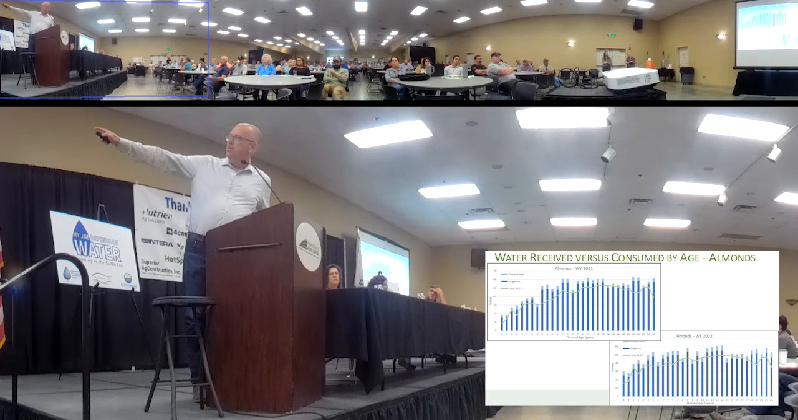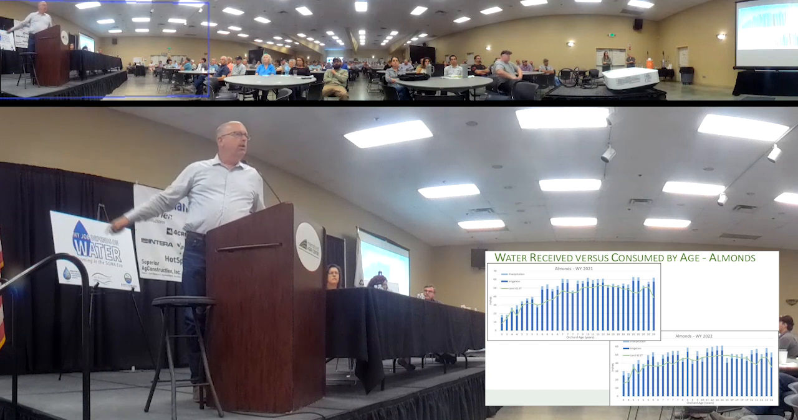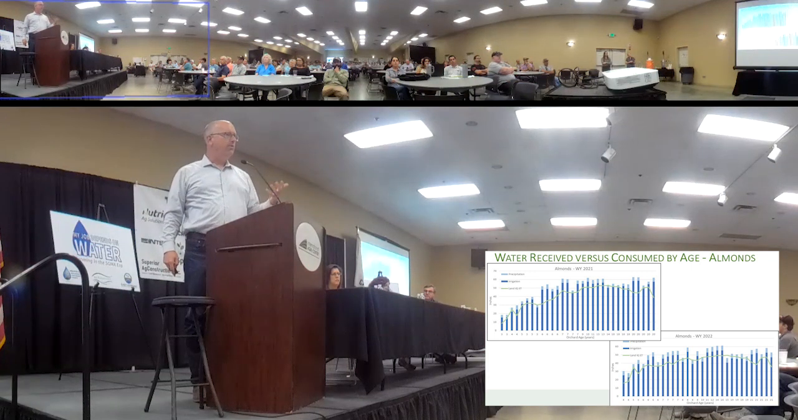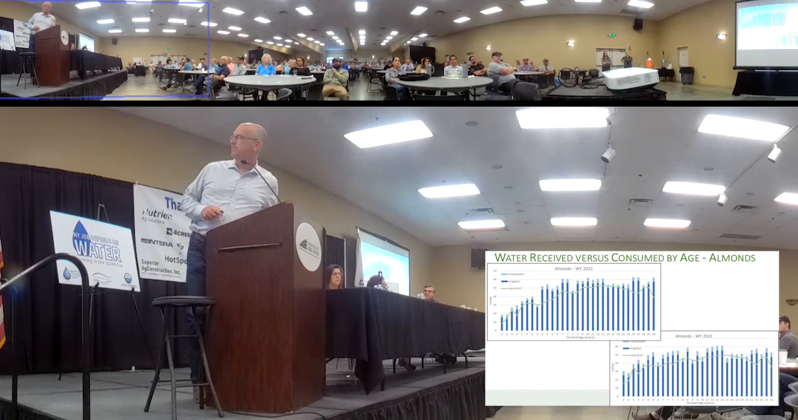Applied versus consumed. The stacked blue bars are what? Those are 30 almond orchards. Each one of those blue bars represents an individual almond orchard by age. The stacked blue bars are the water that's received, irrigation and precipitation. The green line represents the consumption, the ET. Again, the concept here is that we look at these things to make sure that we're not reporting more consumption than what's actually received. That would not be physically possible.